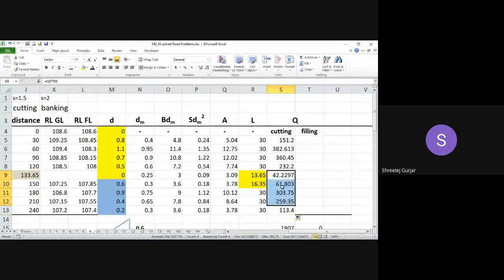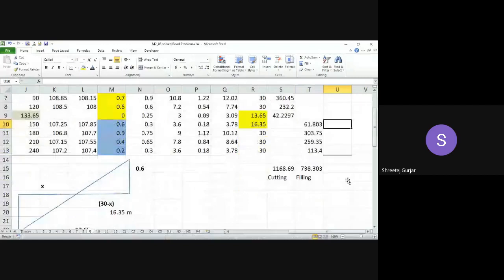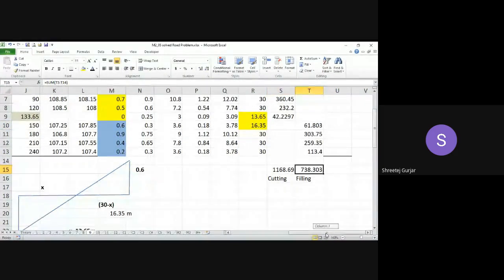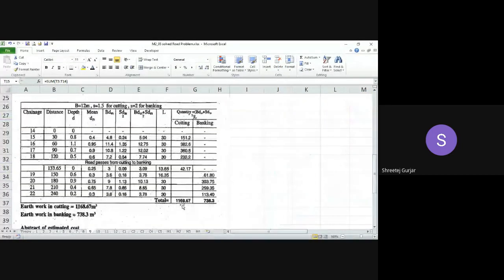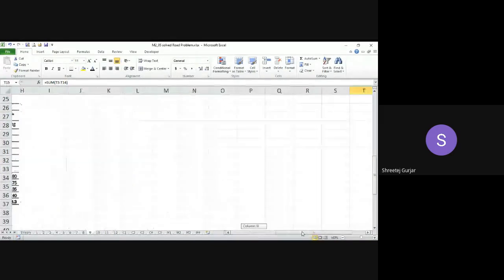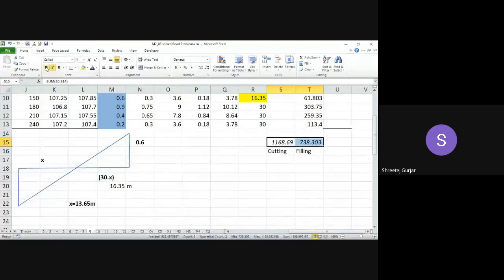So cutting, and this part I will just move it to filling. So cutting quantity we have calculated and filling quantity we have calculated. Let us just check whether we have done it correctly. Okay, 1168.67 and 738, 1167.8 and 738. Okay, we have calculated correctly, no problem.